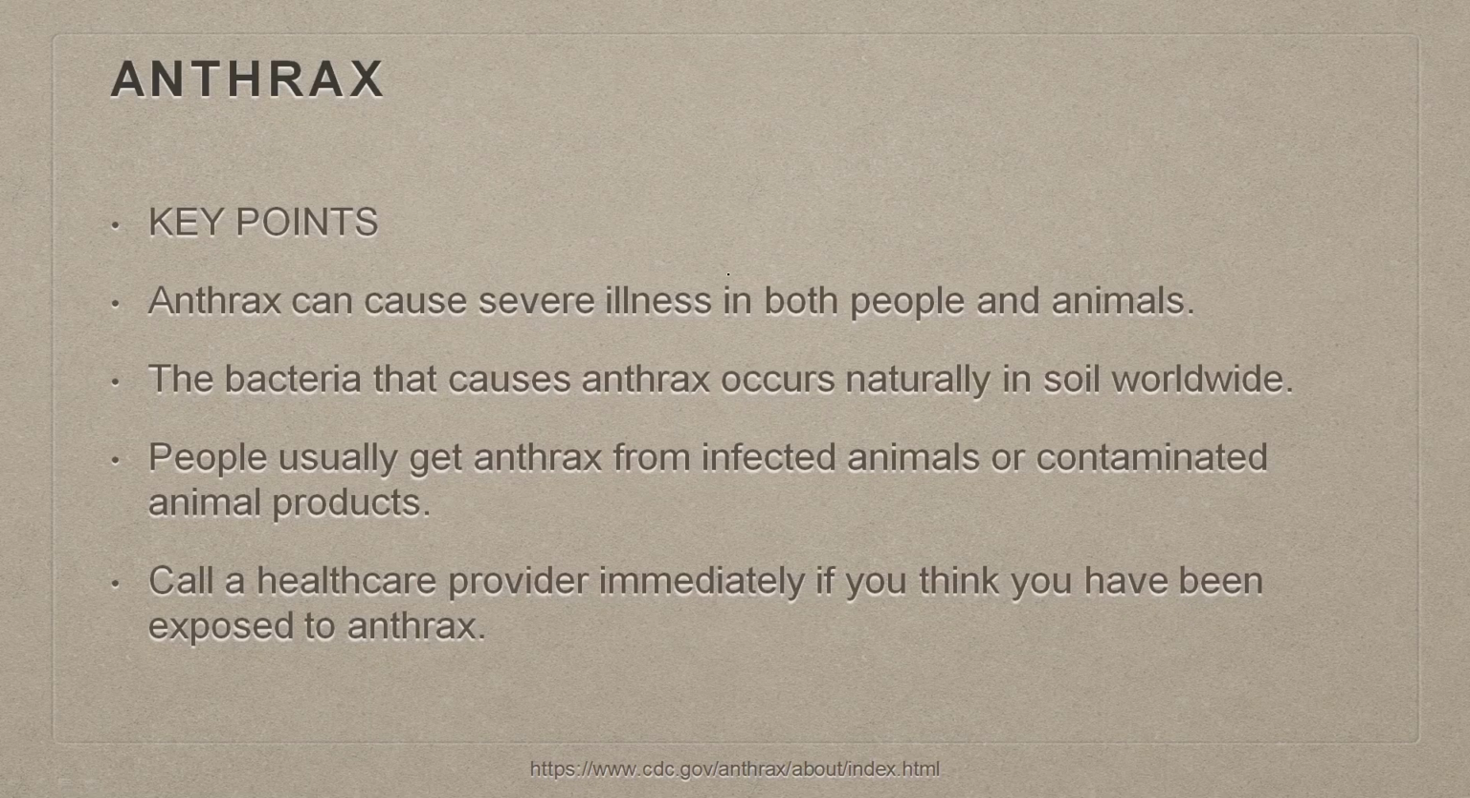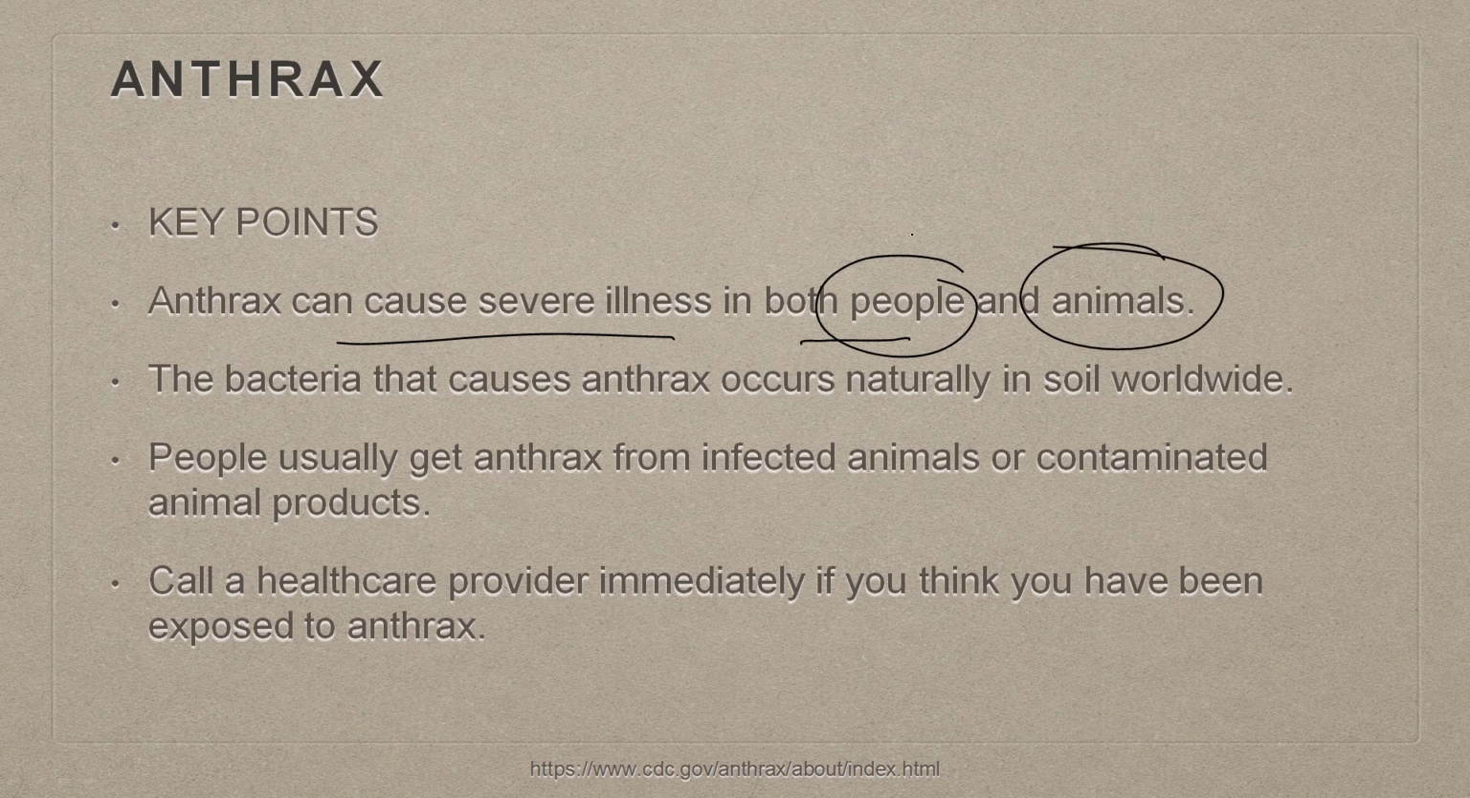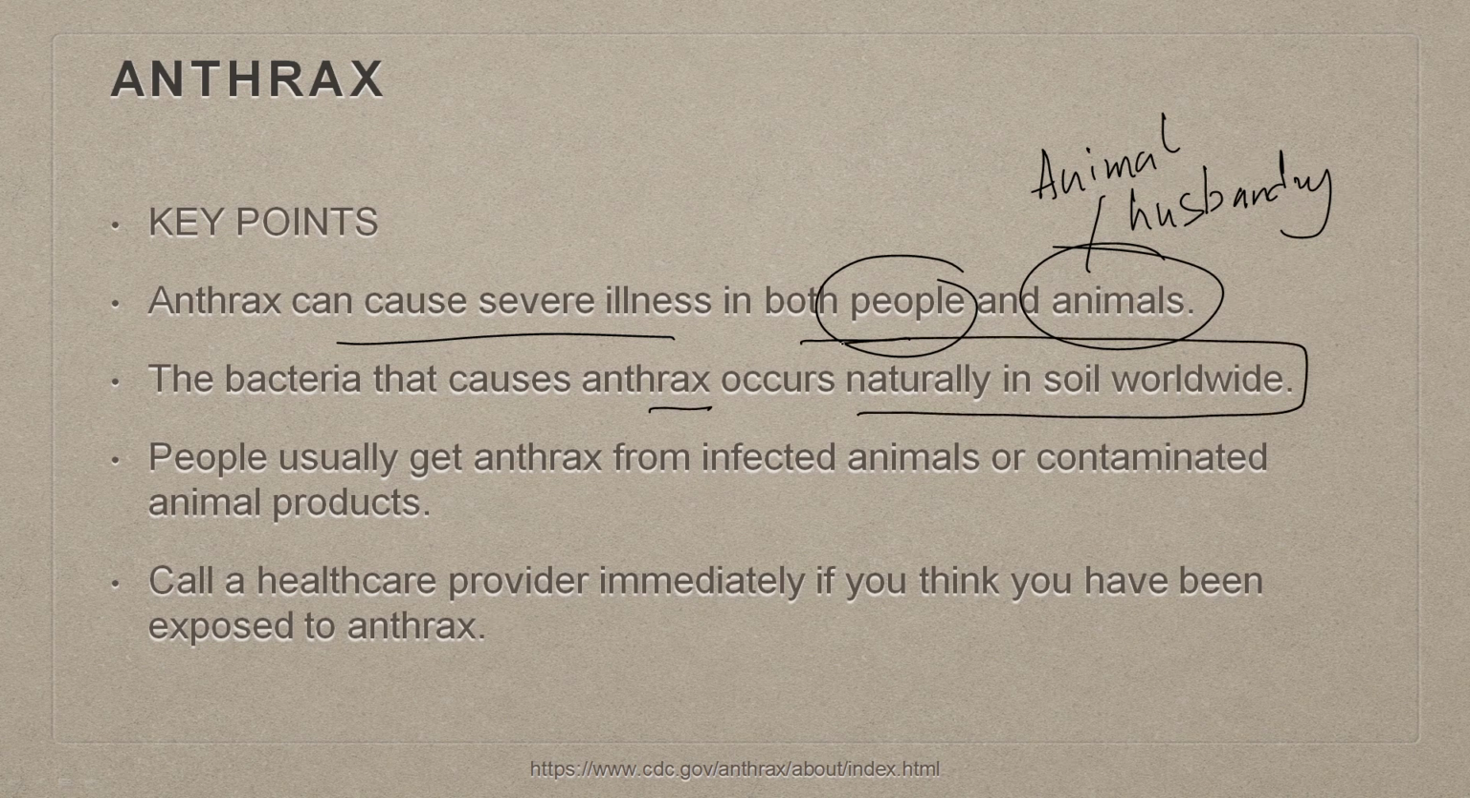Now, moving on to the key points you have to realize. Anthrax can cause severe illness in both people and animals. So, that means you can affect the animal husbandry industry also. The bacteria that cause anthrax occur naturally in soil worldwide. People usually get anthrax from infected animals or contaminated animal products. Now, this contaminated animal product could include fur, and I do not know whether it includes meat or other products, so I will leave it for you to look at. Could it get contaminated into the meat?